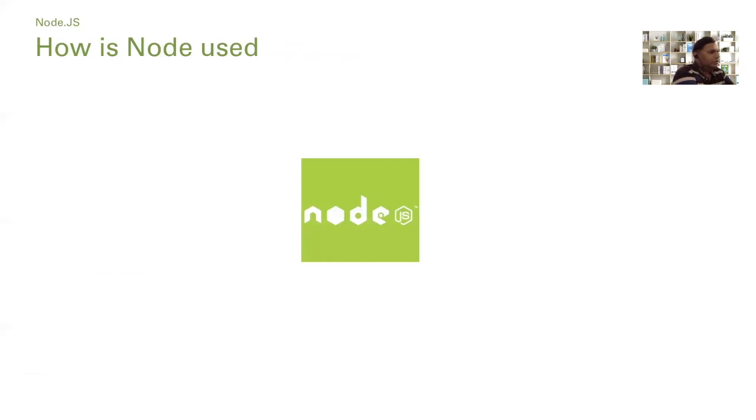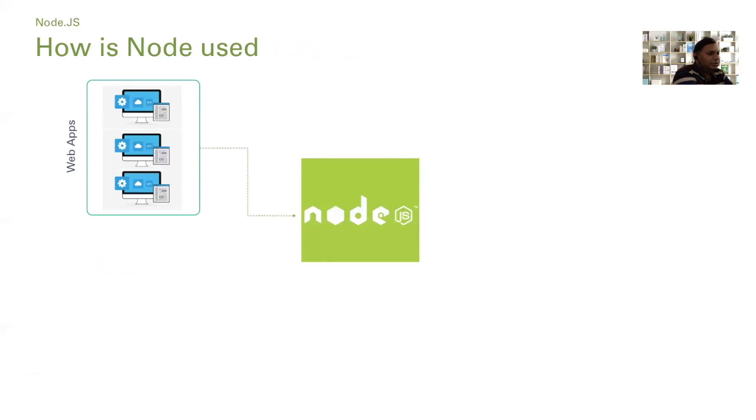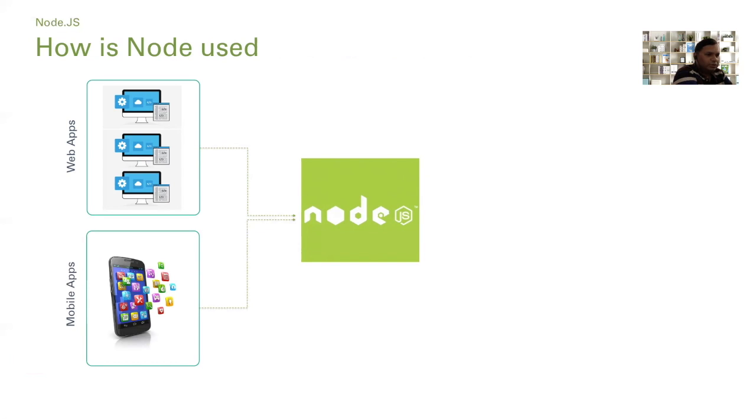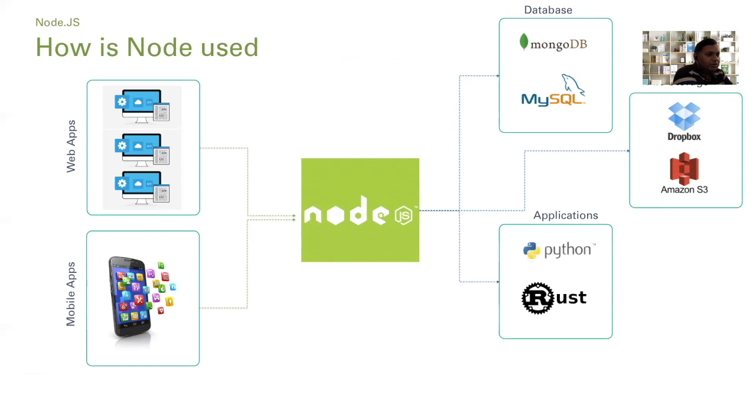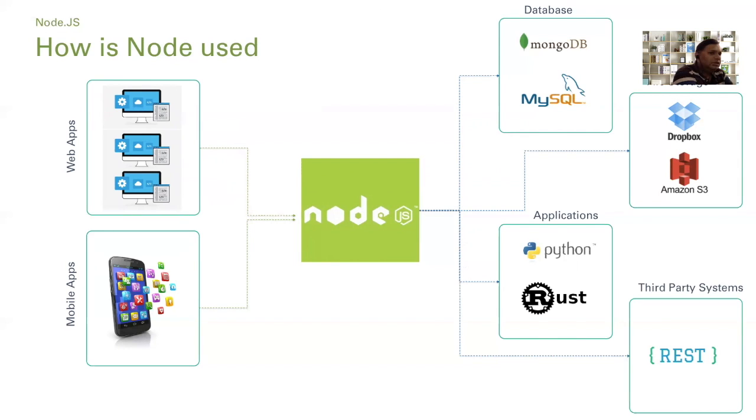Now, how is it used? Today, various kinds of web applications may talk to Node. Various forms of mobile applications may talk to Node as a server. Node in turn may talk to different kinds of databases, and I'm going to cover some of these in the course. Similarly, Node in turn may talk to different kinds of file system storage behind. It may also talk to other applications altogether like Python or Rust, or it may talk to third-party systems using REST APIs. As we go through the course, we will cover some of these concepts and connections to different kinds of systems behind and how Node does it.